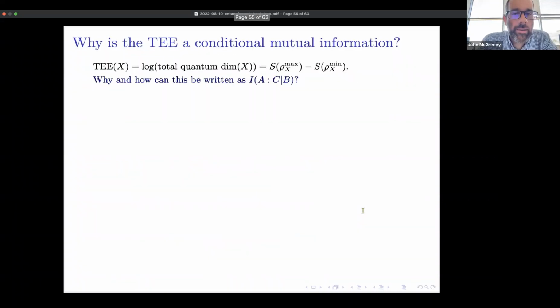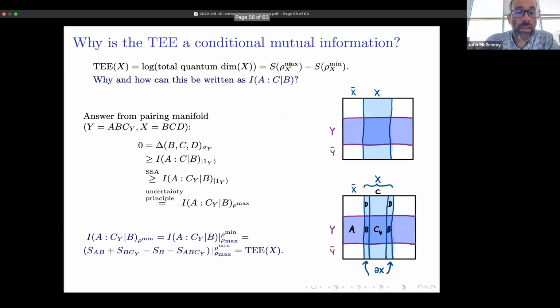Okay, so having made this complicated construction of pairing manifold, let me give you a few payoffs. So one payoff is that it gives an answer to the following question: why can you write the total quantum dimension of the excitations as a topological entanglement entropy? Why can you write that as a conditional mutual information? The total quantum dimension associated with some region, let's think of that as the entropy of the maximum entropy state minus the entropy of a minimum entropy state. And so why is that related to a conditional mutual information? The pairing manifold gives an explanation.